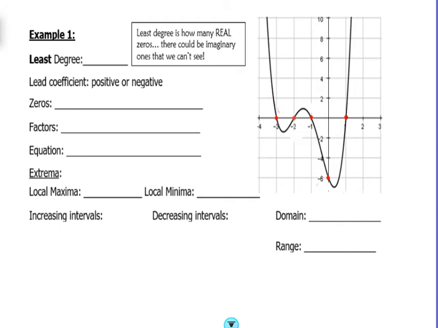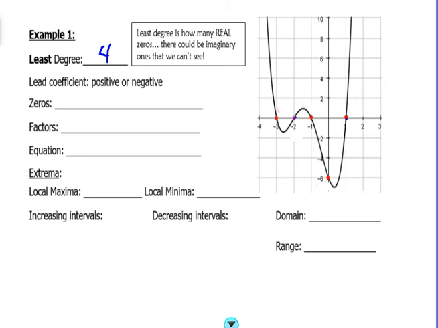Alright, look at example 1. We're asked for the least degree. The least degree is how many real zeros there are. There could be imaginary ones that we can't see. So for the least degree, we're looking at how many times it touches the x-axis. So we've got 1, 2, 3, 4. So our least degree is 4.